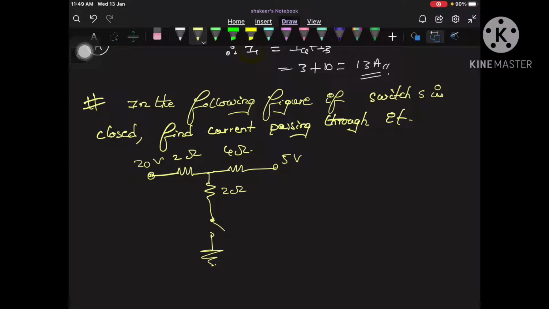Now let us see this question. In the following figure, if the switch S is closed, find the current passing through the switch. What is the amount of current passing here? This I value we are supposed to calculate. Here the potential difference between different points is given. If I name this point as point A, the potential at point A is 20 volts. If I call this point B, the potential at point B is equal to 5 volts.